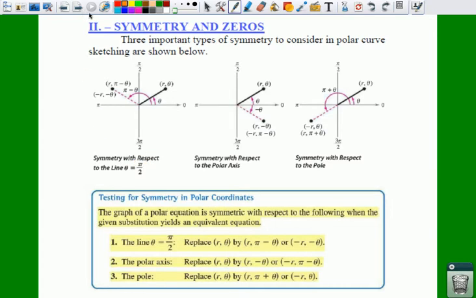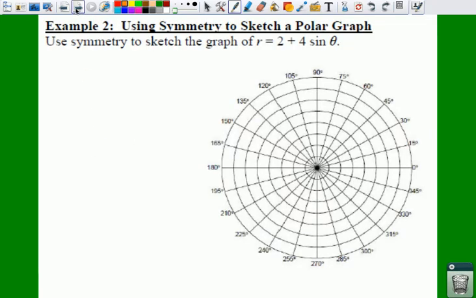But I believe that doing example 2, it says using symmetry to sketch a polar graph, we're going to do a little something like this. We're just going to sketch it, similar to how we did example 1. So let's make our table. We're going to have a table for our first and our second quadrants, and then we'll have another table for our third and our fourth values.